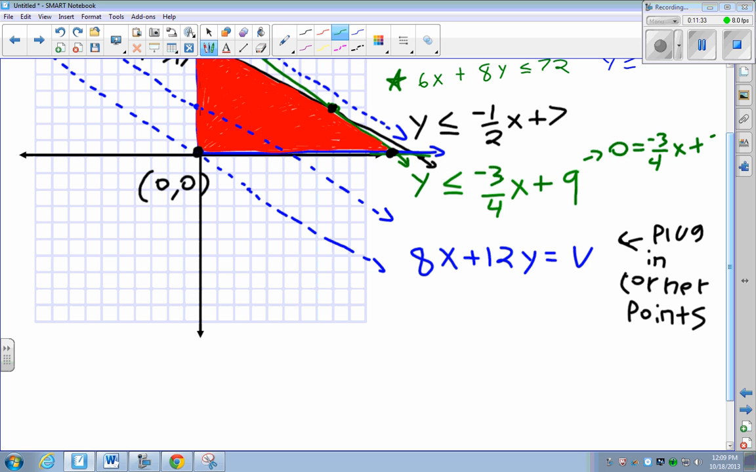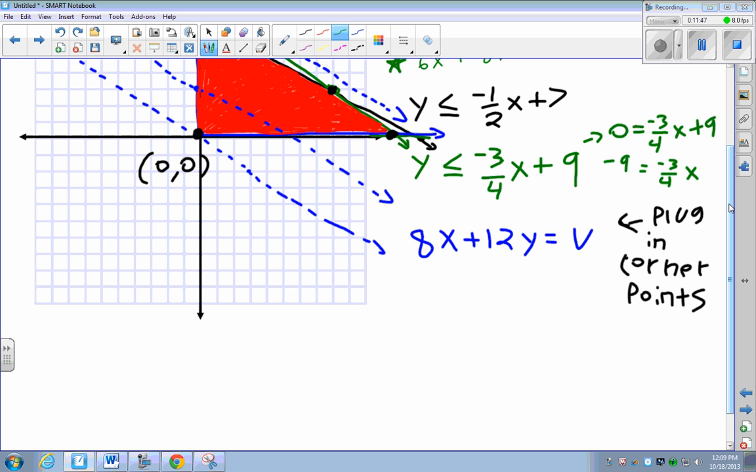-3/4x plus 9. Now I changed it to equals because it's just right on the line. We're not looking at the shaded area below it. So let's solve for x. -9 is equal to -3/4x. Okay, and so we'll get that when we multiply both sides by 4, or -4/3.